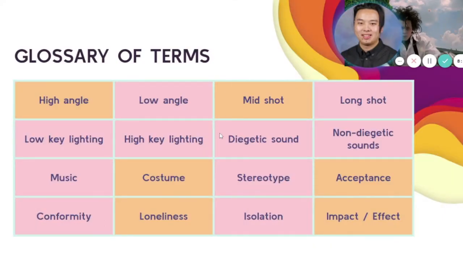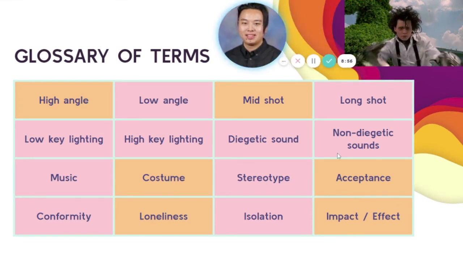Alright, so on the final slide here, I've just included a glossary of different terms that you might want to use. Most of these are film techniques, so things like low-key lighting, diegetic sound, music, costume, but I've also included words here that are related to themes and related to analysis that you might want to try use in your scene analysis essay as well. So themes like conformity, loneliness, stereotype, acceptance, but also remember to keep referring to the impact and the word effect.